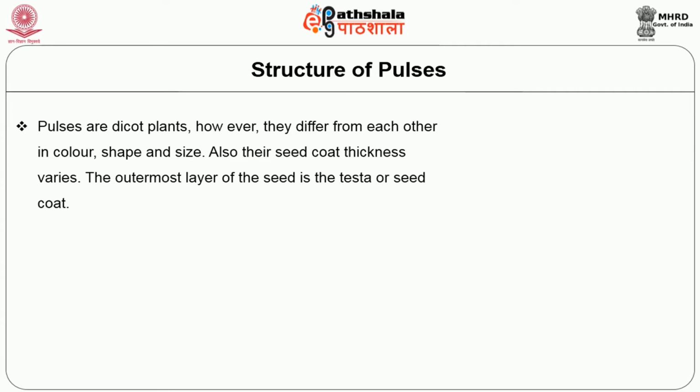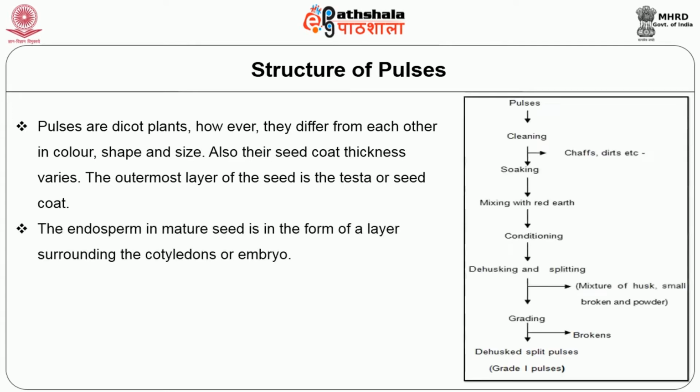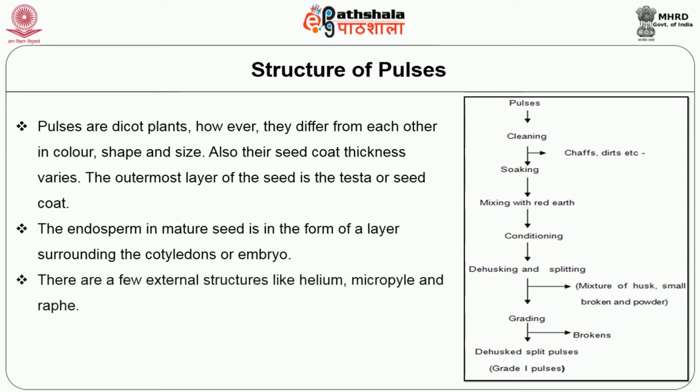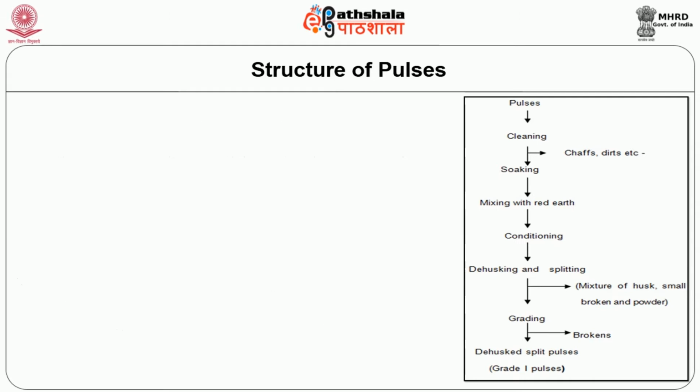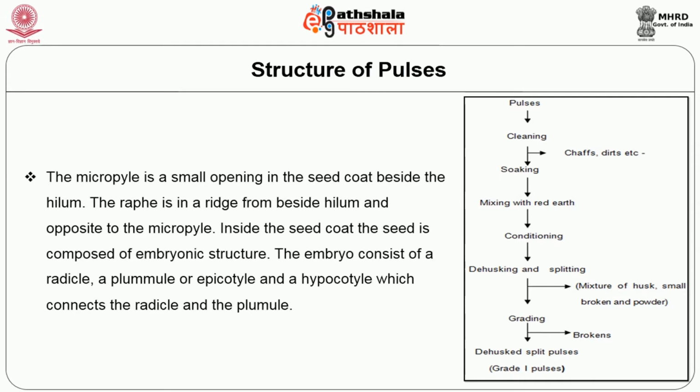The outermost layer of the seed is the testa or seed coat. The endosperm in mature seed is in the form of a layer surrounding the cotyledons or embryo. There are a few external structures like hilum, micropyle and raphe. The hilum is an oval shaped scar in the middle where the seed is attached to the stalk. The micropyle is a small opening in the seed coat beside the hilum. The raphe is a ridge beside the hilum and opposite to the micropyle.